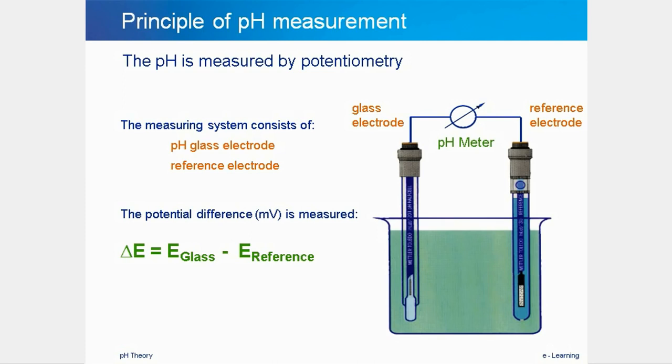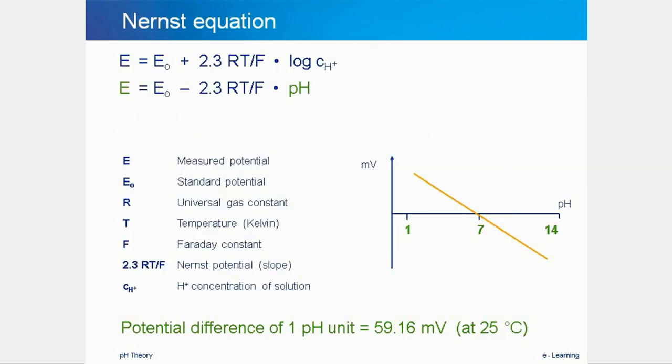In the slide, a measurement setup with a sensing electrode and a reference electrode in the sample solution can be seen. The potential difference between these two electrodes changes in a defined way as a function of the hydrogen concentration and therefore the pH value. This relationship between the potential and the concentration of hydrogen ions is given by the Nernst equation. The Nernst equation consists of several physical constants and the temperature of sample and electrode.